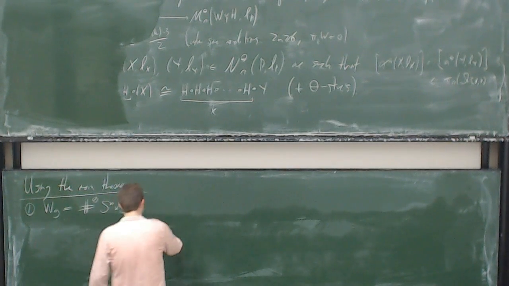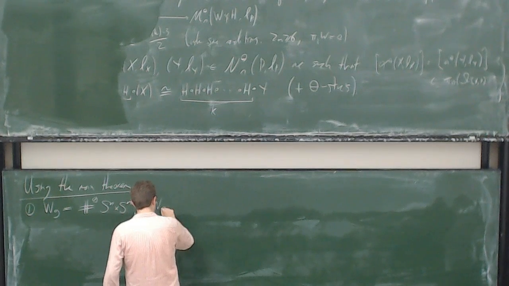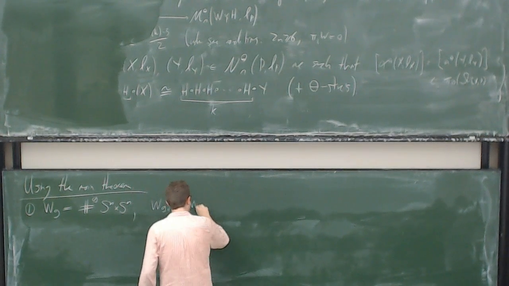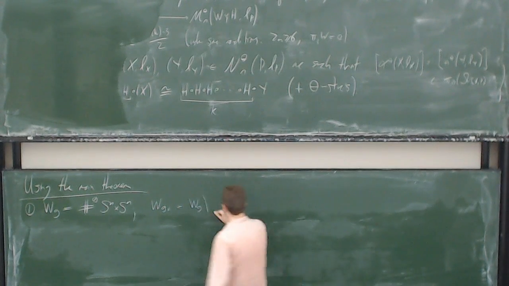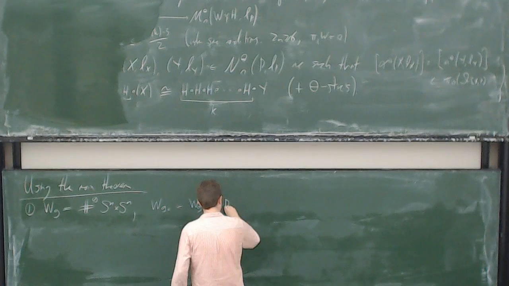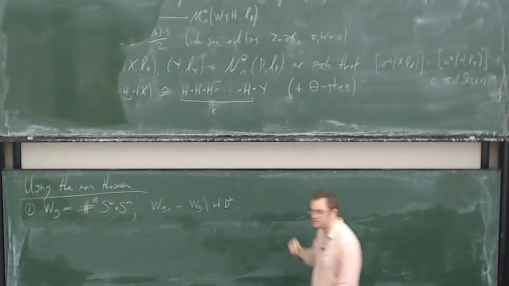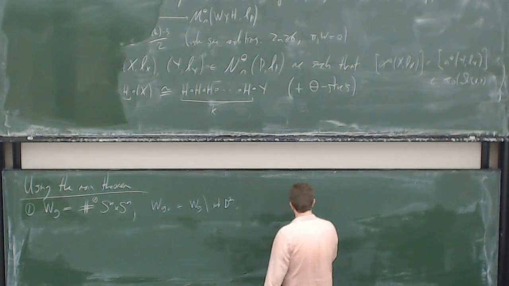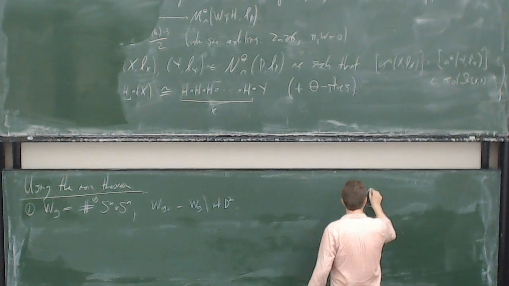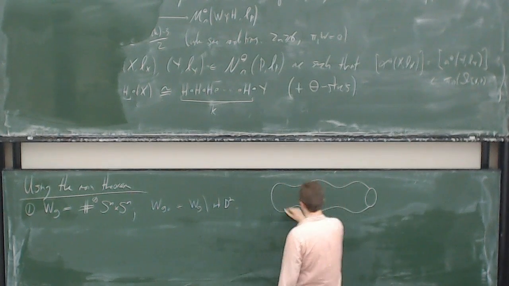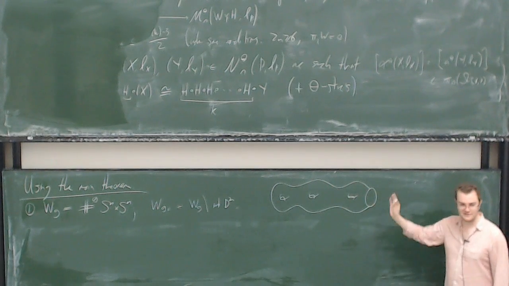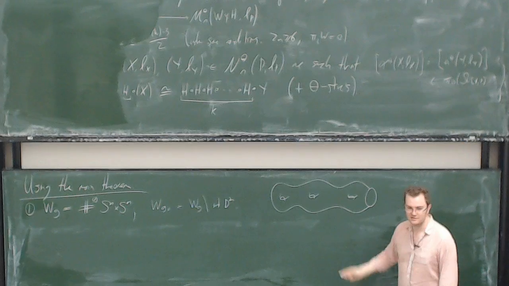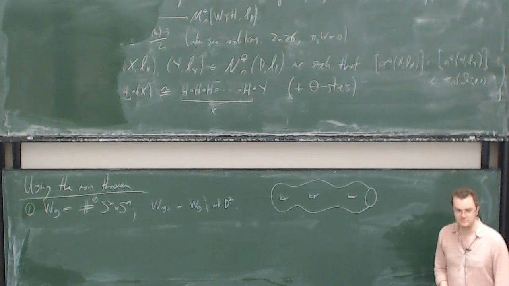And I also want to write W_{g,1} for the same thing when I subtract an open ball from it. Okay, so these are just the high dimensional version of the picture that one draws in every talk on low dimensional topology. I think of them exactly as the high dimensional analogs of a surface of genus g with one boundary.